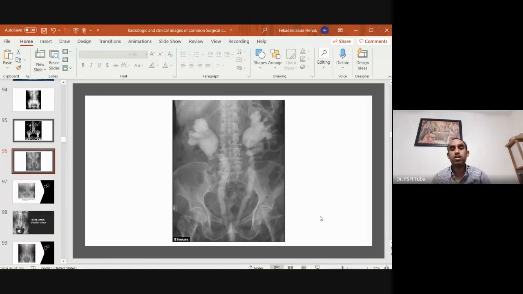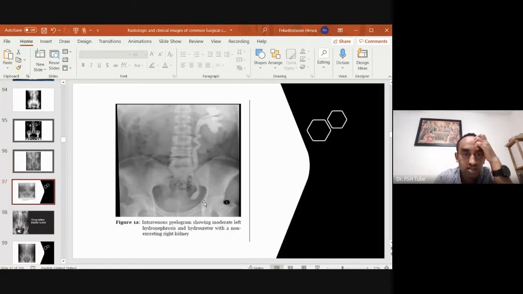So vesicoureteric reflux. If a patient has bilateral vesicoureteric reflux, this is how they manifest. Okay, excellent, guys. What's the diagnosis here? So you see only the left one. The right, where is the right one? Where did it go? Don't read the notes. Challenge yourself. Don't cheat.